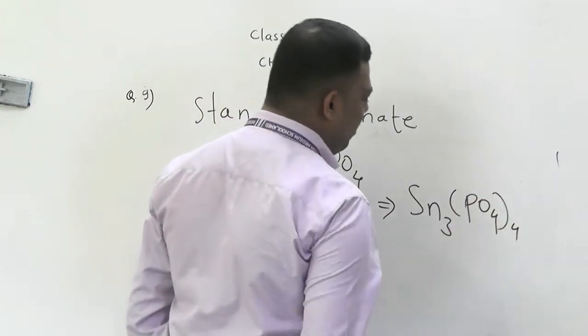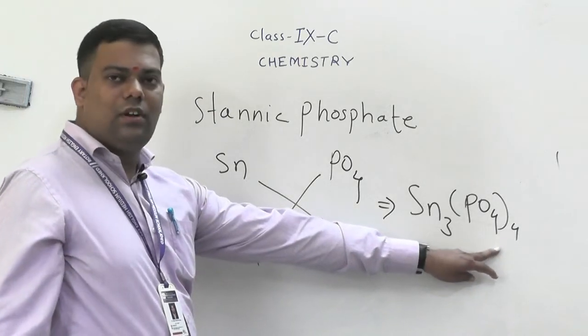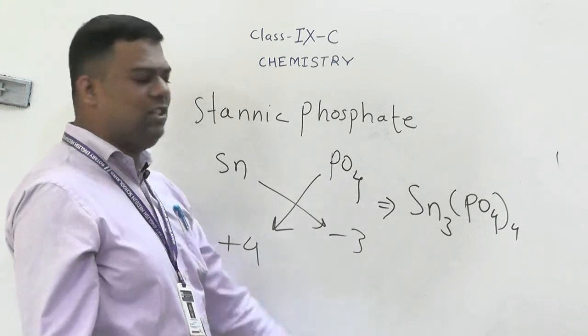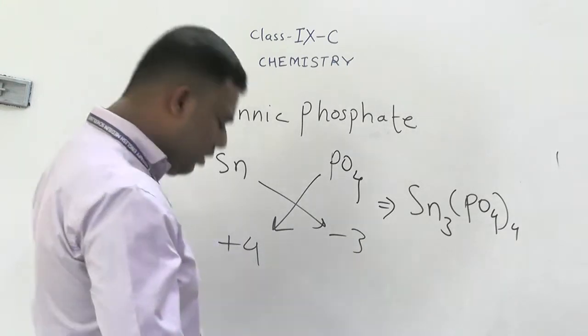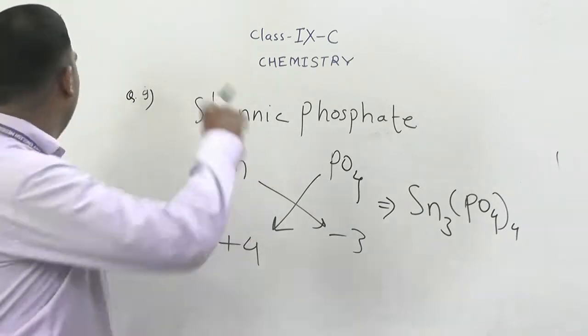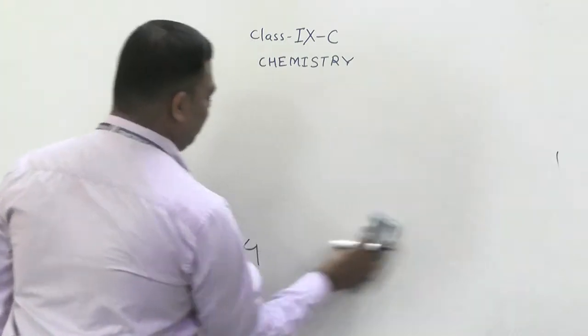SnPO4 bracket, with a 4 here after completing the bracket. So it is stannic phosphate. Understood? These are small things but very much important. Now we will discuss question number 10.